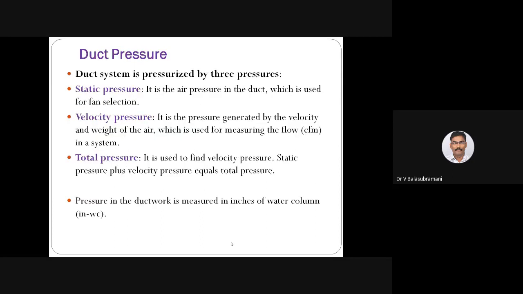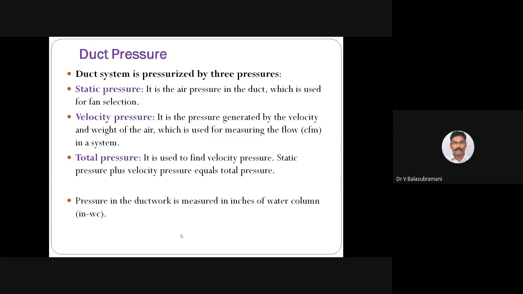Then pressure. There are 3 pressures involved in the duct. Based on the first one, the last method, the static regain method. The static regain method is nothing but regaining the static pressure inside the duct. That's the method. In this method we are trying to maintain the static pressure between the input as well as the output, the first branch as well as the second branch. So the static pressure is very important. It is the air pressure in the duct.